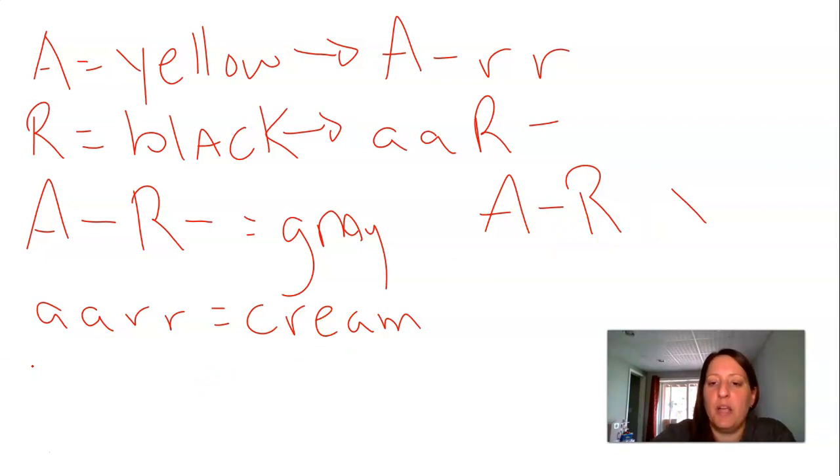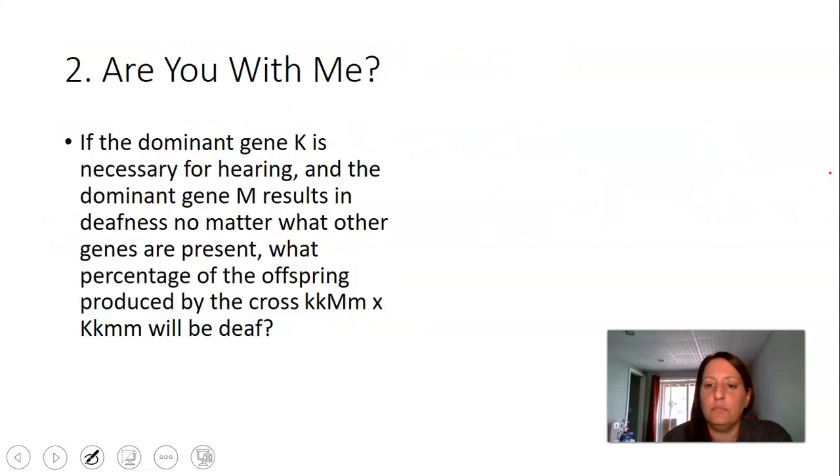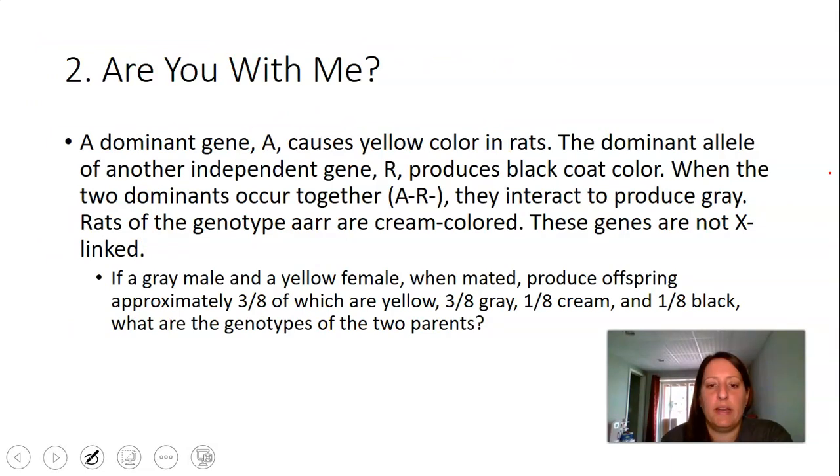So big A dash, big R dash gives me gray. Now I'm going to mate that rat with a yellow female, so big A dash, little r. What am I going to get out of this? I'm going to get offspring, and I'm not going to be concerned about the numbers here. I put the numbers in, but you don't have to be concerned about them.